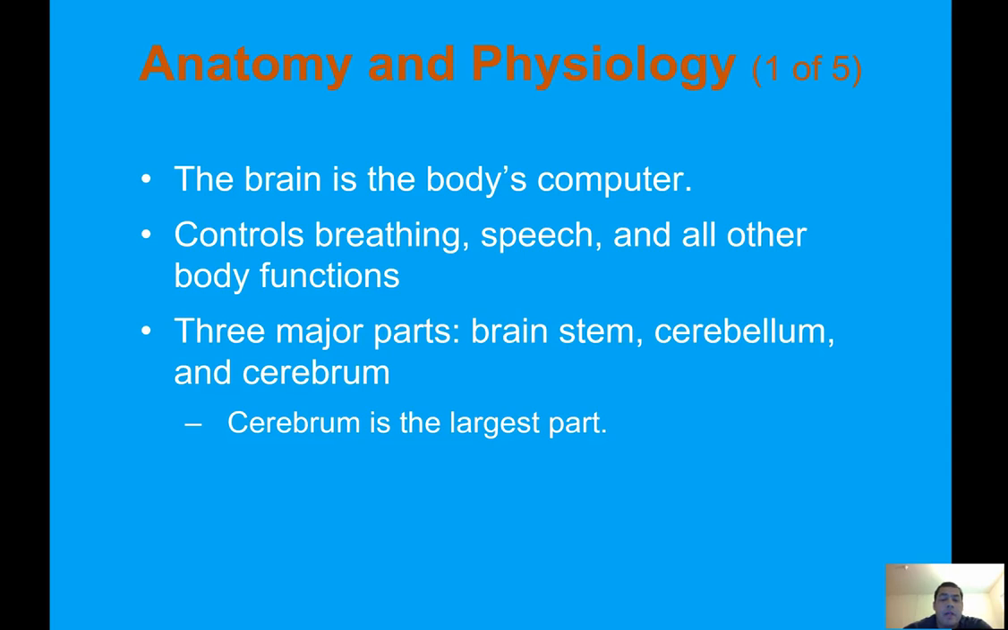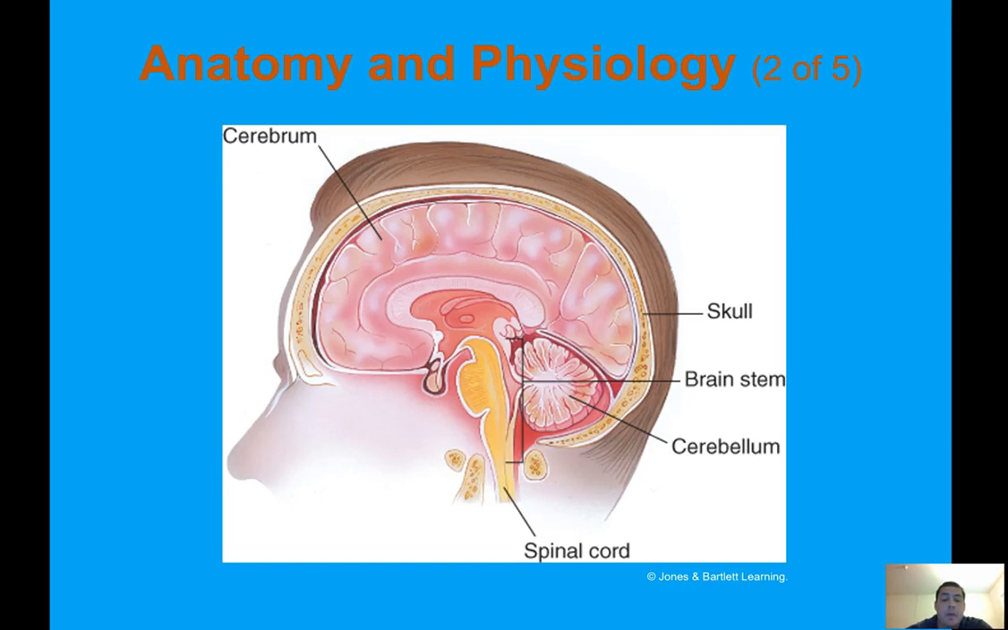Anatomy and physiology: the brain is the body's computer. It controls breathing, speech, and all other body functions. The three major parts of the brain are going to be your brainstem, cerebellum, and cerebrum. Cerebrum is the largest part. So here you go. Little visual of the brain. So you got your cerebrum over here. Your skull, your brainstem can be right down here.